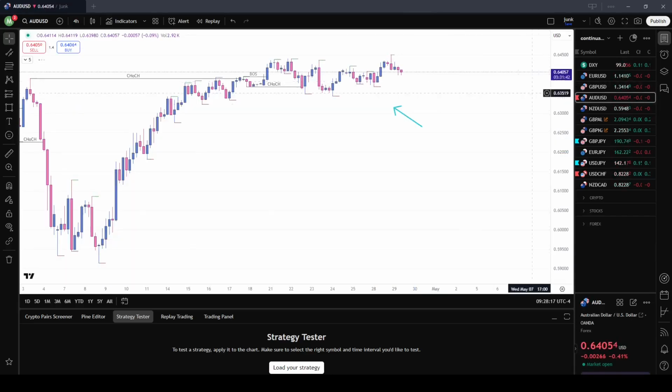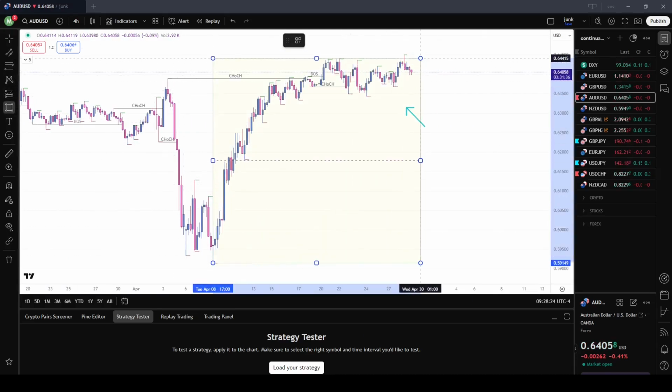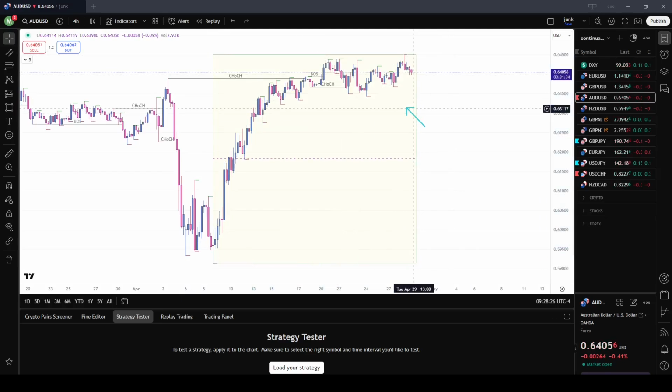AUD USD. Go ahead and map out the current range. This is the 4-hour chart. It continues to push sideways, consolidate sideways. Still at the top of this range. Swing structure bullish. On the 4-hour chart, these highs are starting to get broken. So the fractal structure is still bullish.